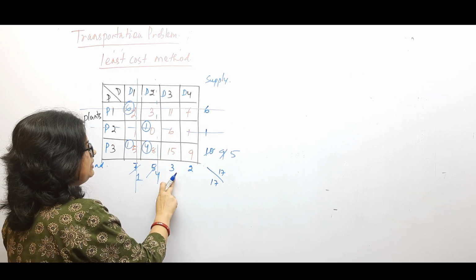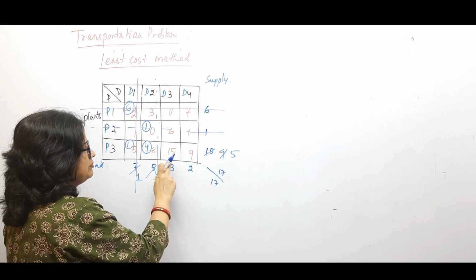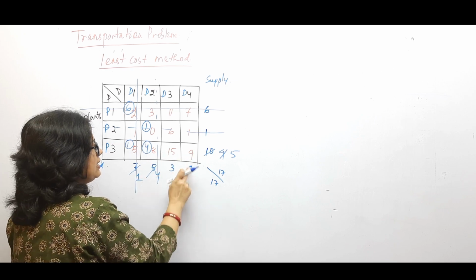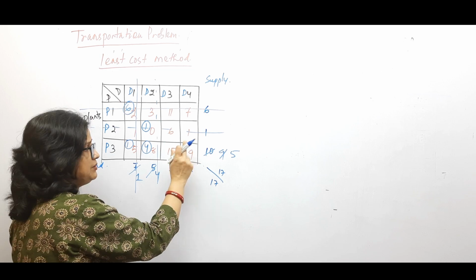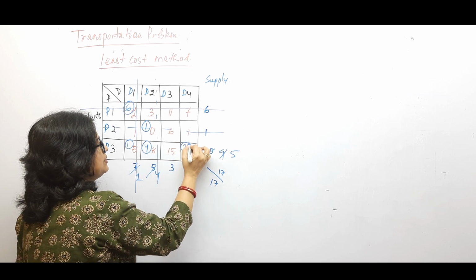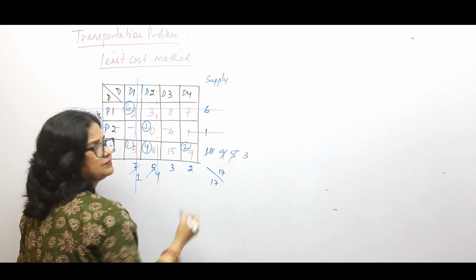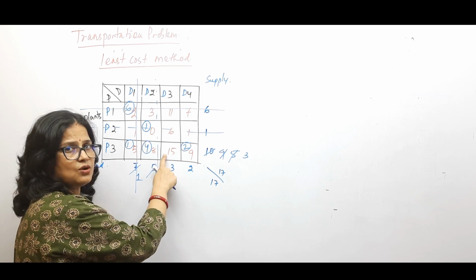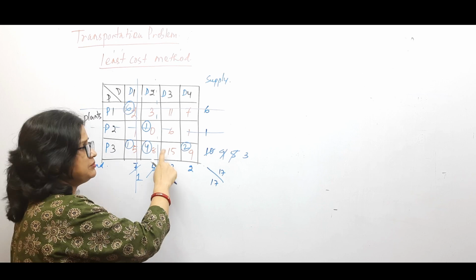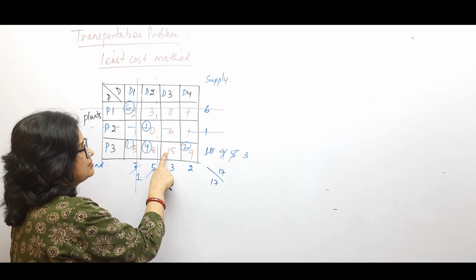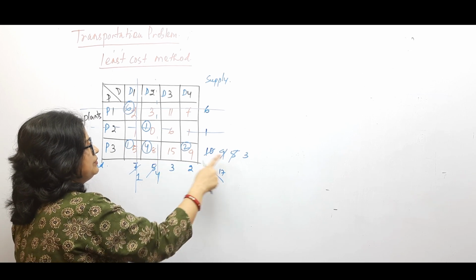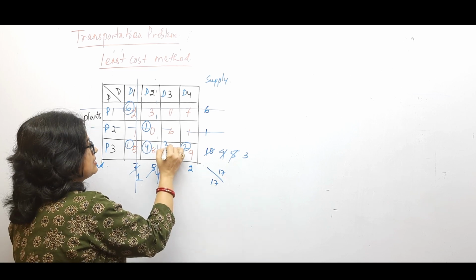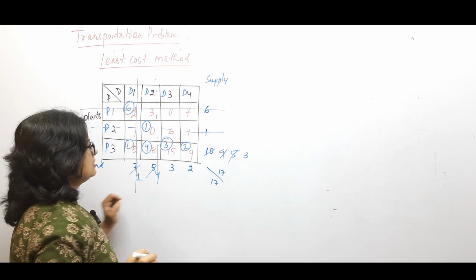Now here 3 and 2 are left. Between 15 and 9, the least cost is 9. I can assign 2 here maximum. So I have assigned 2 here. This becomes 3. And the last cost remaining in the table is 15. So what we can do? We can assign 3 here and 3 is left here. So we can assign the last value to it, that is 3.